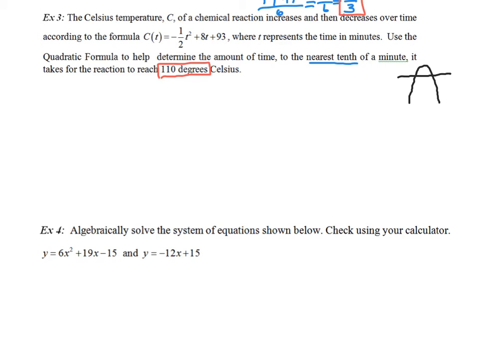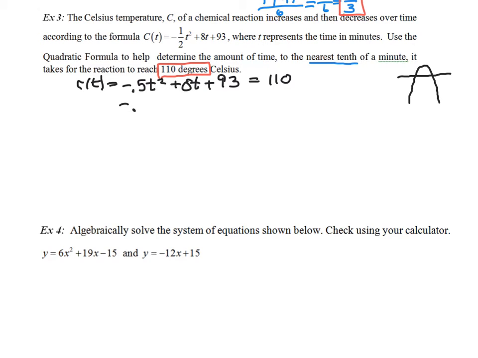So we could plug this into our graphing calculator, but it says that we want to use the quadratic formula, so we could use our graphing calculator to check our answer. So we want to know when C of t, which of course is equal to negative 1/2, I'm going to replace the 1/2 with a 0.5, t squared plus 8t plus 93 is equal to our target temperature of 110. Now before I can use the quadratic formula, of course I'm going to have to write this in standard form. So let's subtract the 110 from both sides of the equation.